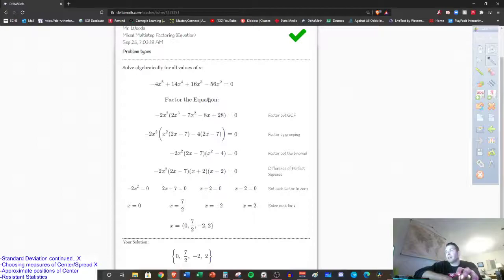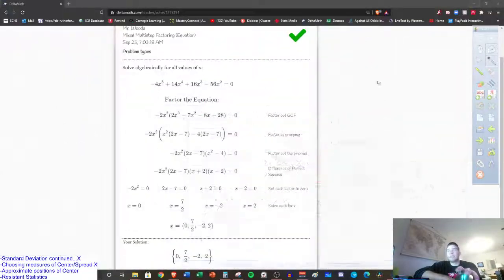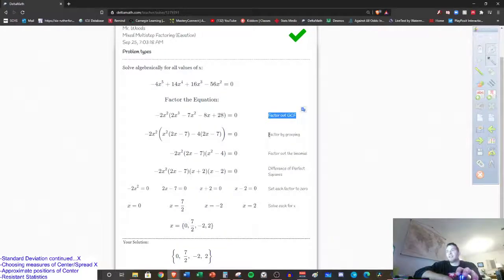And then look at the complicated steps. They show exactly what we did on here. All of this work is exactly what they show. Okay, and they go through this. Factor out the GCF. Factor by grouping is what we established from this. Factor out the binomial. The binomial is this one here. Difference of perfect squares. So we had difference of perfect squares here, and we did that. Set each factor equal to 0, solve for x. So it's very clean in its steps. I really like how Delta Math is showing these steps on here for you guys.